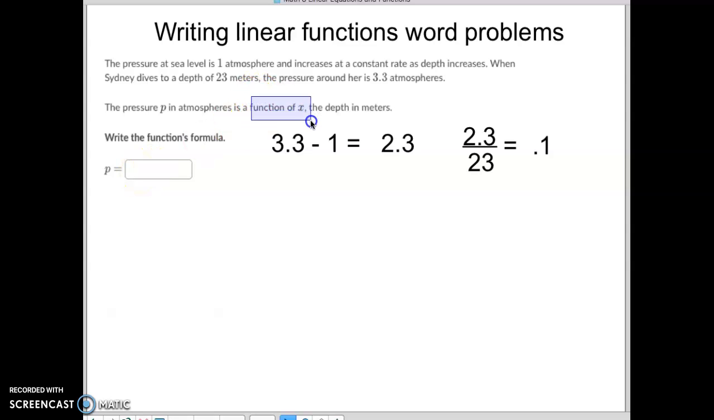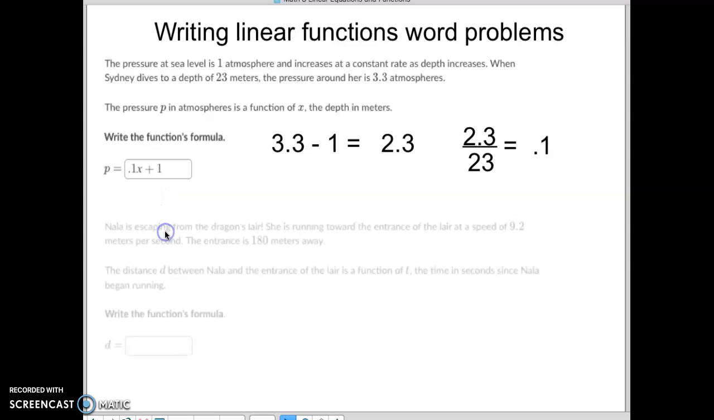In this case, the variable is x. So we're going to write 0.1x right here. And we know that it started at 1 atmospheric pressure. That's what sea level is. That's where it started. So it's going up 0.1 pressure per meter that we swim. x is how many meters you're going, and it started at the number 1.